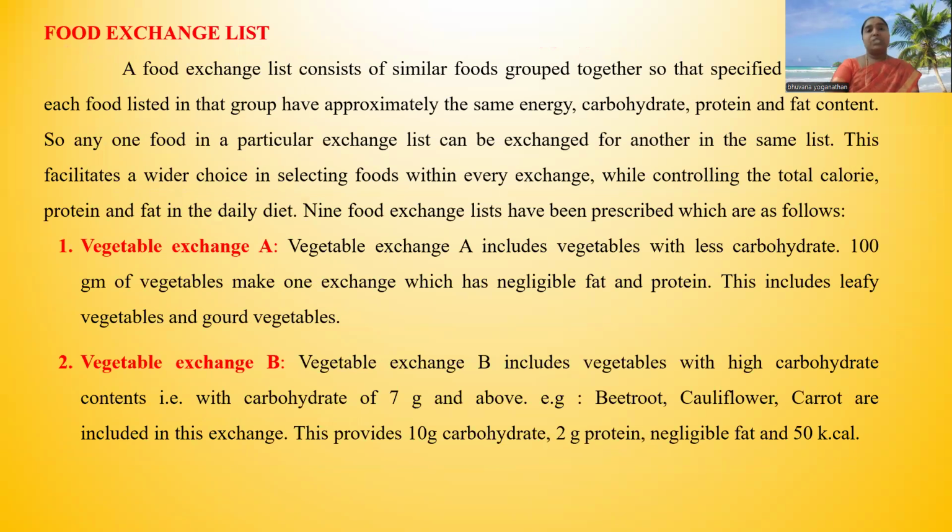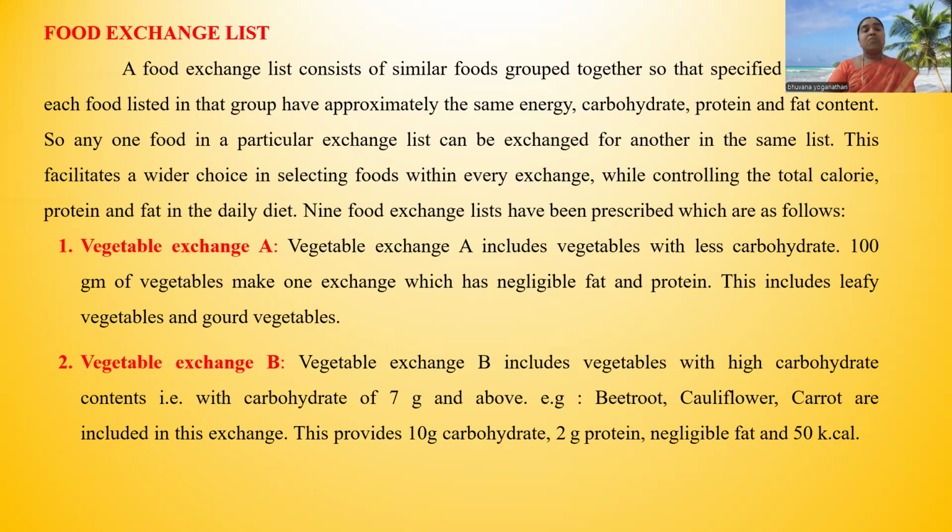And coming to the food exchange list, it consists of similar foods grouped together, each listed with approximately the same energy, carbohydrate, protein, and fat content. So any one food can be exchanged for another food in the same list, which facilitates a wider choice in selecting foods from every exchange while controlling the total calorie, protein, and fat in the daily diet. Nine food exchanges are listed here.